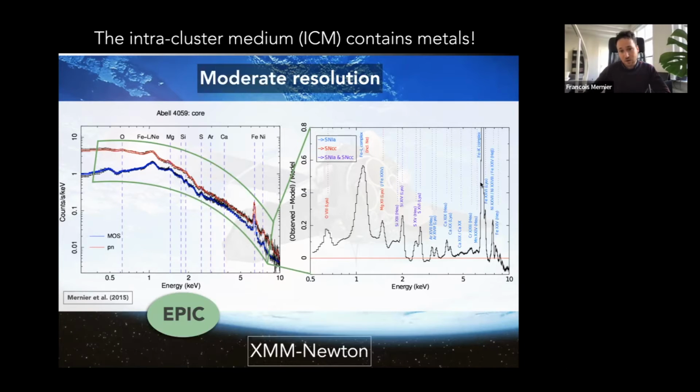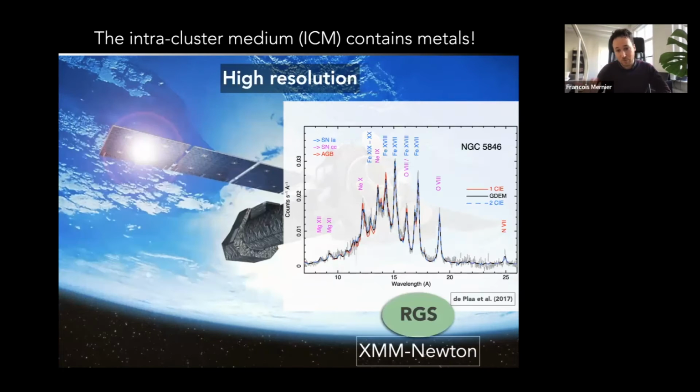So you see a lot of lines which are well identified. And if I zoom, for example, on this part, essentially this bump here, which is not one line, but a complex of different lines which are not resolved by the EPIC camera, with its CCD-like resolution, I can actually try to disentangle these lines if I look, for example, with RGS.